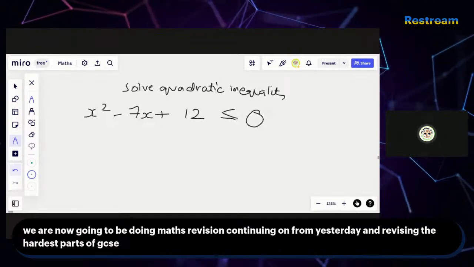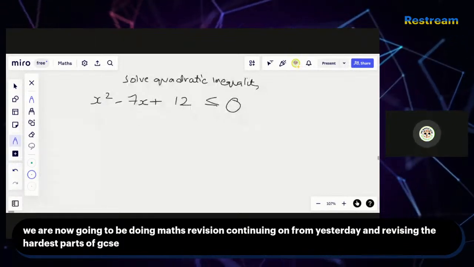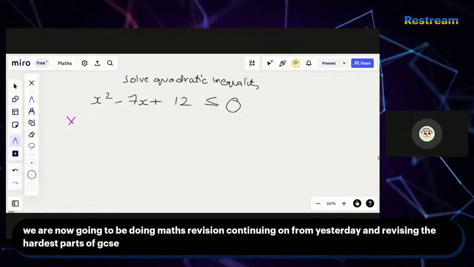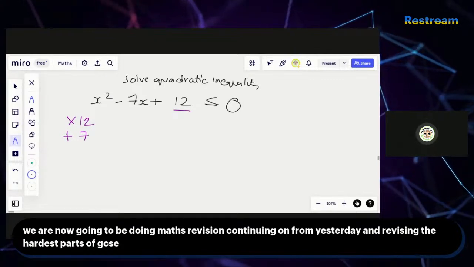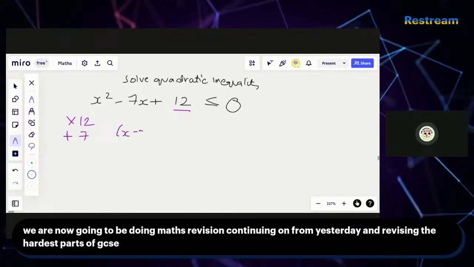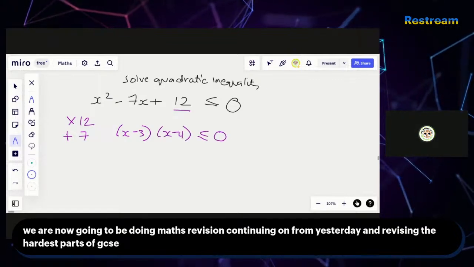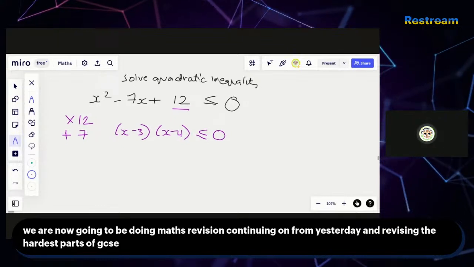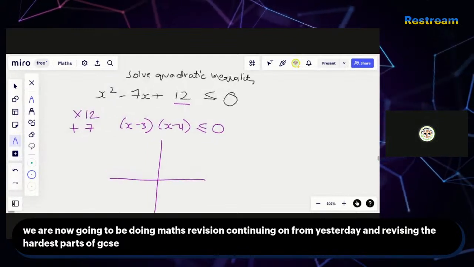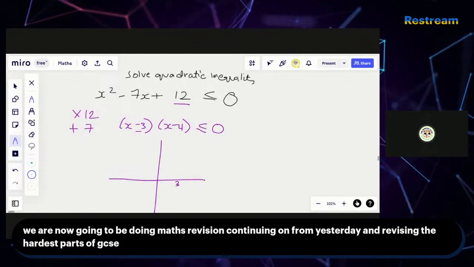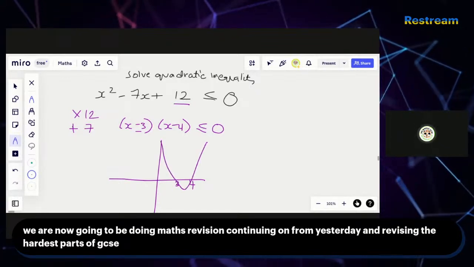Now what you need to do in order to solve this quadratic inequality is begin by factorizing the quadratic as normal. So what numbers multiply to get 12 and add to get 7? Well, that's x minus 3 and x minus 4. So you factorize as normal, and then you sketch a graph. So we know that the turning points are 3 and 4. So the graph would look something like this.